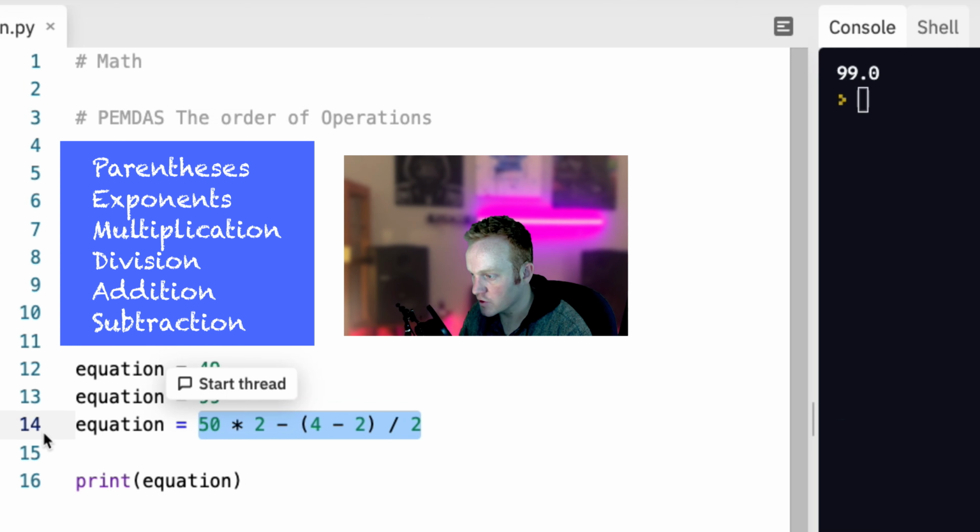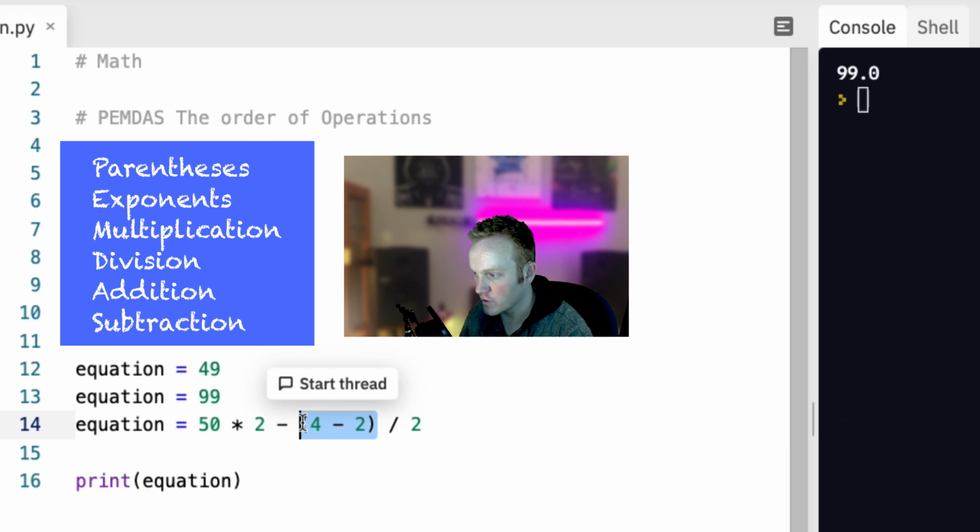So yes, it does do top to bottom, left to right, but when it comes to math and it detects it, it's actually going to run your parentheses first, then exponents, multiplication, division, addition, and then subtraction. It's going to do that for you.